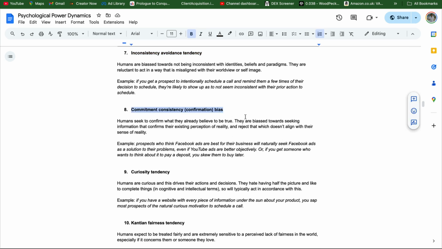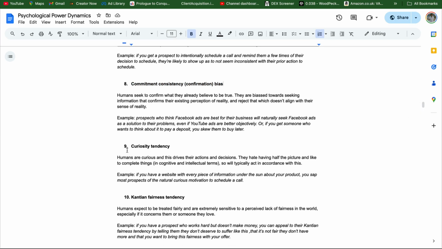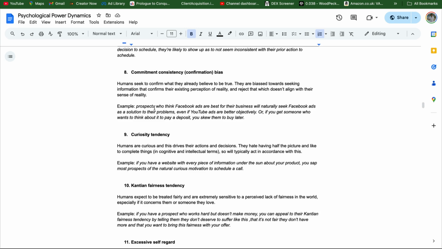Now, number 8 is commitment consistency or confirmation bias, right? Humans seek to confirm what they already believe to be true. They're biased towards seeking information that confirms their existing perception of reality and reject that which doesn't align with their sense of reality. For example, prospects who think Facebook ads are the best for their business will naturally seek Facebook ads as a solution to their problems, even if YouTube ads are better objectively.